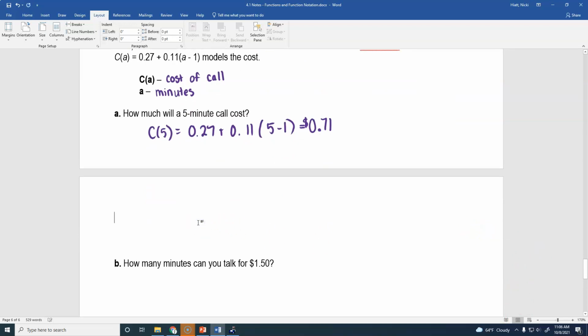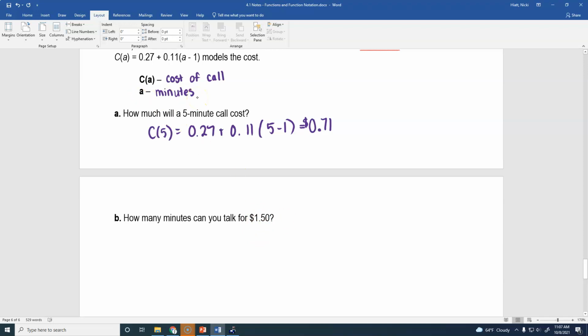Okay, here's one that's a little bit different. How many minutes can you talk for $1.50? So, A is my number of minutes, right? I can't plug 150 in for A because 150 is a dollar amount. I need to know how many minutes.